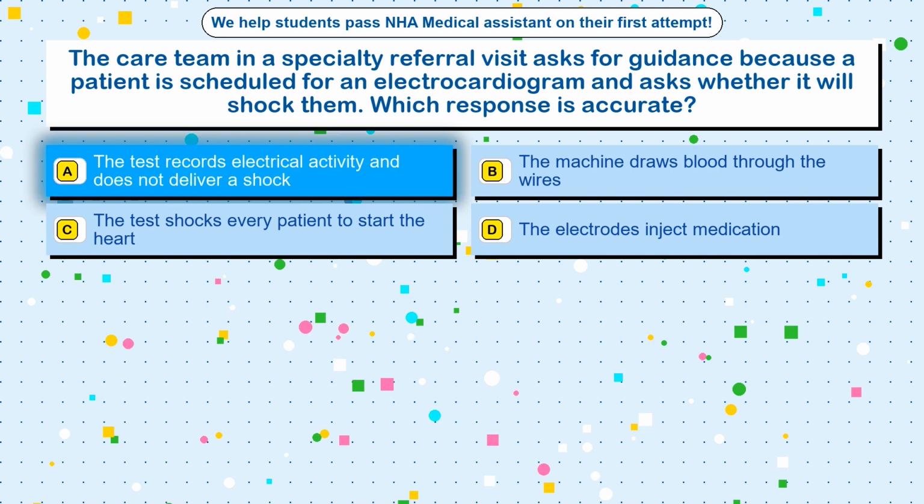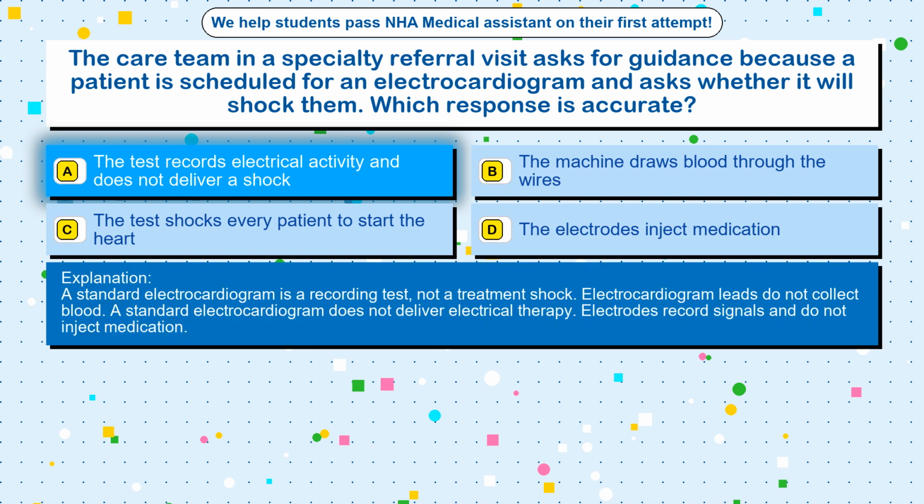The test records electrical activity and does not deliver a shock. A standard electrocardiogram is a recording test, not a treatment shock. Electrocardiogram leads do not collect blood. A standard electrocardiogram does not deliver electrical therapy. Electrodes record signals and do not inject medication.